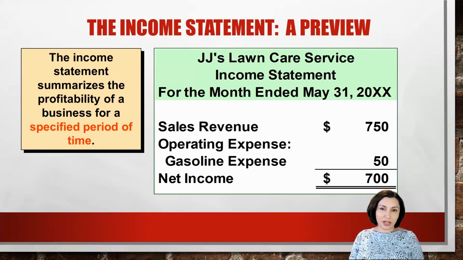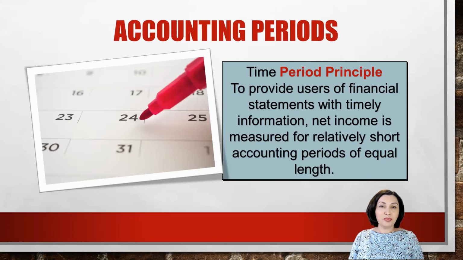Here is the income statement of JJ's Lawn Care we prepared in one of the previous lessons. Remember that unlike the balance sheet, the income statement needs to be prepared for a period of time. In this case, it's for the month ended May 31st. Business operations are divided into arbitrary time periods in order to provide timely and meaningful information to users of financial statements. Usually, financial statements are prepared monthly.